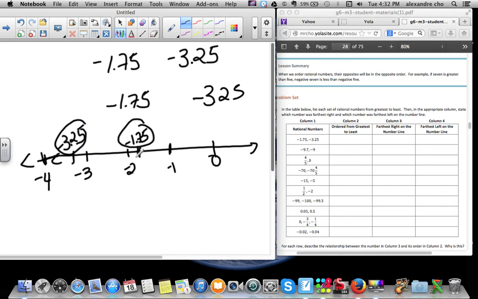Okay, and the number furthest on the right is obviously, just like I said, negative 1.75, and the number farthest on the left is negative 3.25. So if you ever have confusion as to which number is bigger, put both numbers on the number line. The number on the right will always be greater than the number on the left.